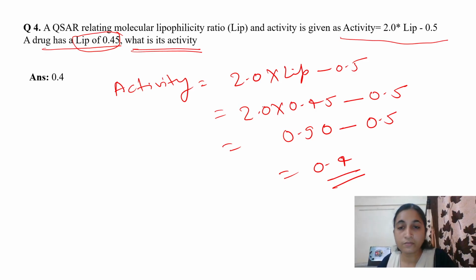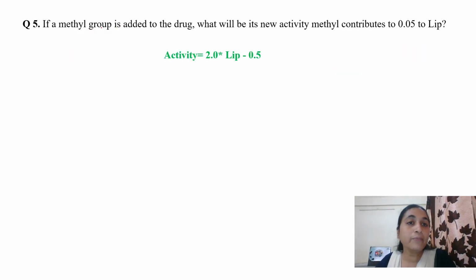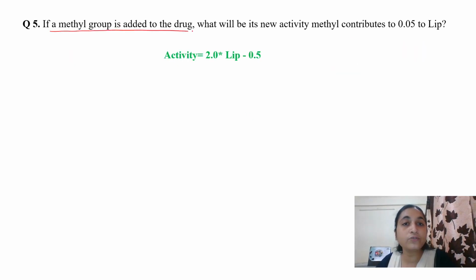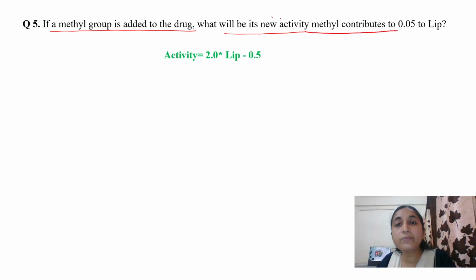Okay. So now question number 5. If a methyl group is added to the drug, what will be its new activity? Methyl contributes 0.05 to lip.